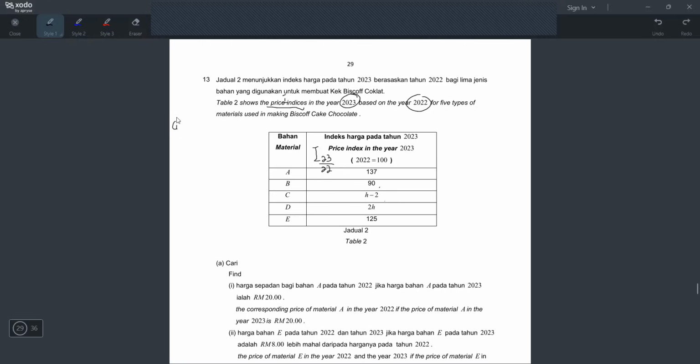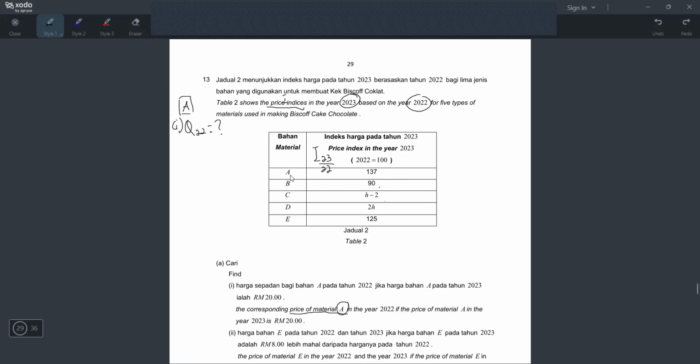Okay, let's do part A question 1. Find the corresponding price of material A in the year 2022. Okay, if they want price, what symbol? Q, right? So price we will use Q to represent, and Q for 2022, right? But you have to be very careful here, because there is a keyword here, A. A is the keyword. It means later I can only use information from A only. So make sure you are careful.